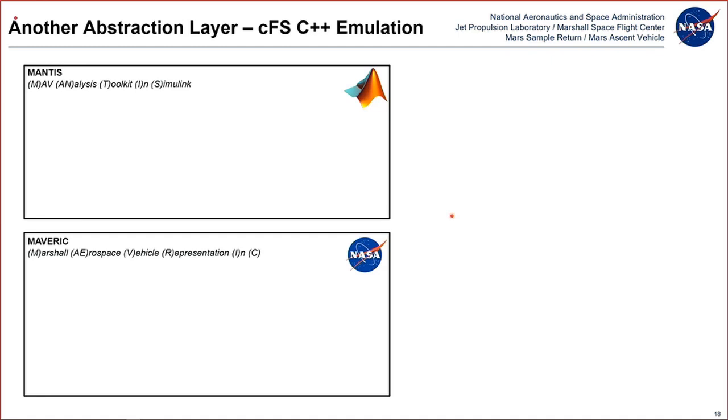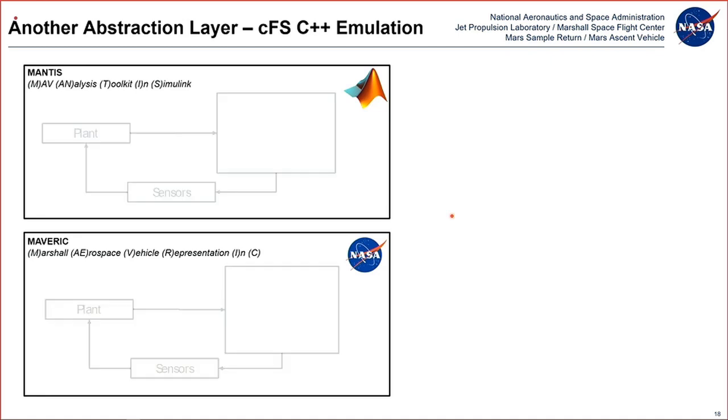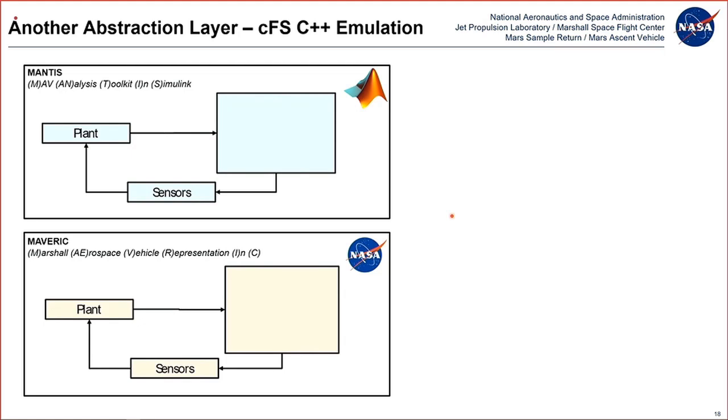Okay. This is kind of a future work slide, so to speak, but this is essentially the idea that we've been working on taking this abstraction layer one step further. So going back to our two 6DOF simulations that we're using in this kind of development matrix, we've got plant models and sensor models that are totally separate. And then we have a box where you can imagine where the GNC code will go.